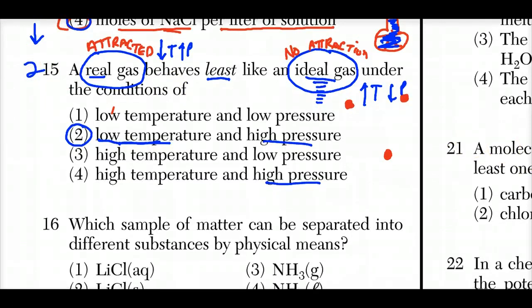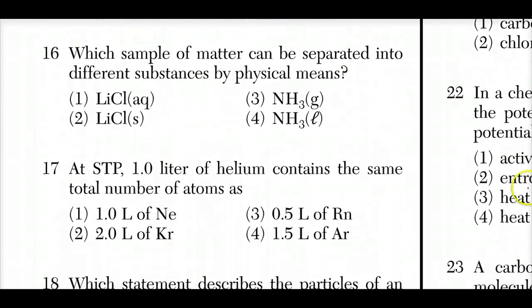Number 16. Which sample of matter can be separated into different substances by a physical means? Well, if I'm separating something physically, that means it was made physically. And I know that this solid here, for this to happen, there was a chemical bond between lithium and chlorine. This gas is a chemical bond between nitrogen and hydrogen because they're bonded. Same thing here. But the key to the problem for me is aqueous, and I should know that aqueous means homogeneous mixture.